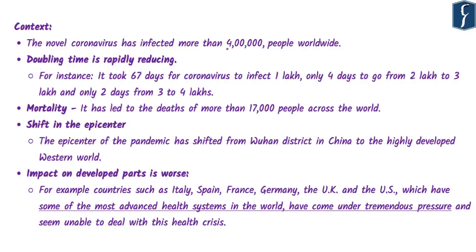More than 4 lakh people have been infected by COVID-19 worldwide. Doubling time is rapidly reducing. For instance, it took 67 days for coronavirus to infect 1 lakh people. And then it took 4 days for the number to go from 1 lakh to 2 lakh, and 4 days to go from 2 lakh to 3 lakh, and only 2 days to go from 3 lakh to 4 lakh.